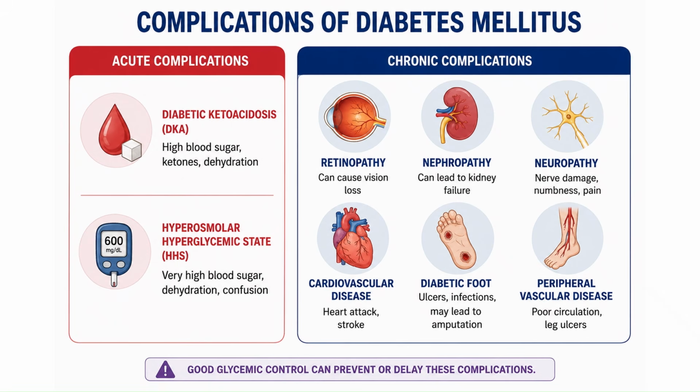This is the slide every medical student should know. Long-term high blood sugar damages blood vessels. The eyes can develop diabetic retinopathy. The kidneys develop diabetic nephropathy. The nerves develop diabetic neuropathy. The heart develops cardiovascular disease. The feet develop ulcers and infections, and poor circulation can lead to peripheral vascular disease. So, a common exam question could be, which organs are most commonly damaged by diabetes? The answer is eyes, kidneys, and nerves.